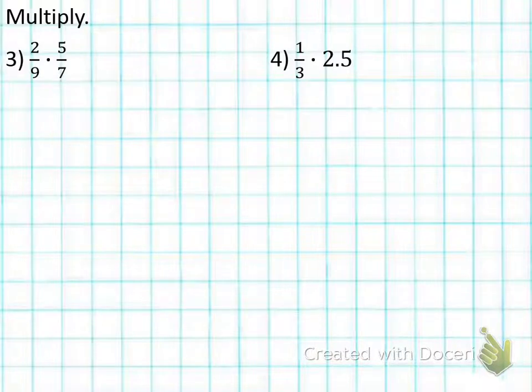2/9 times 5/7, so you can work on this one with your neighbor. Is there anything we could simplify at all? 2 doesn't go into 9 or 7, 5 doesn't go into 7 or 9, there's nothing. Okay, so work out your answer.